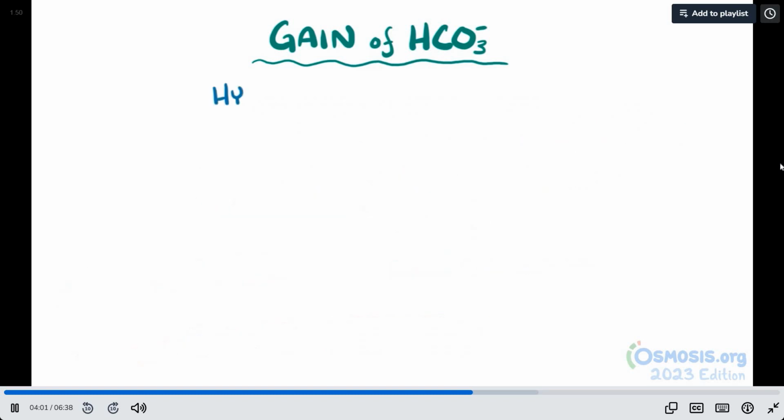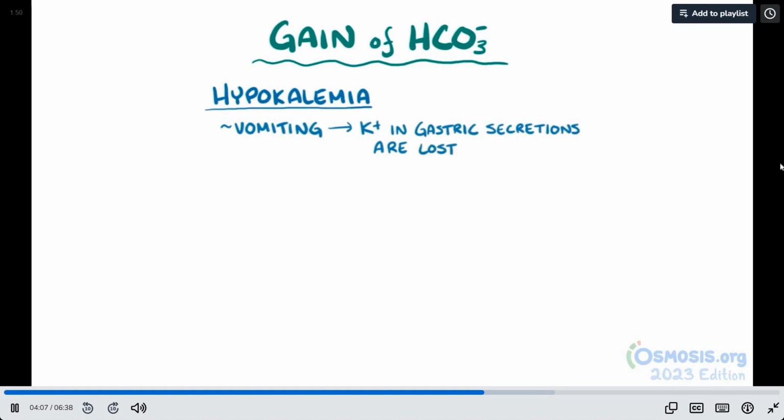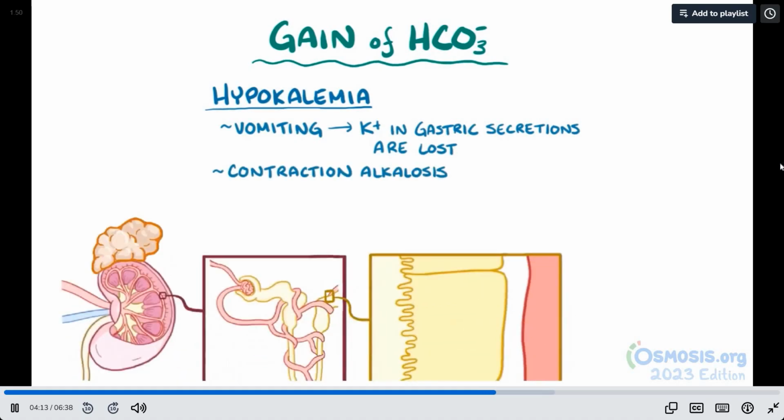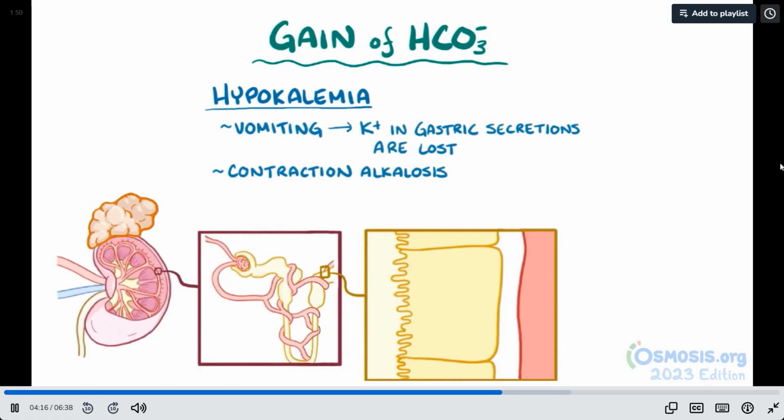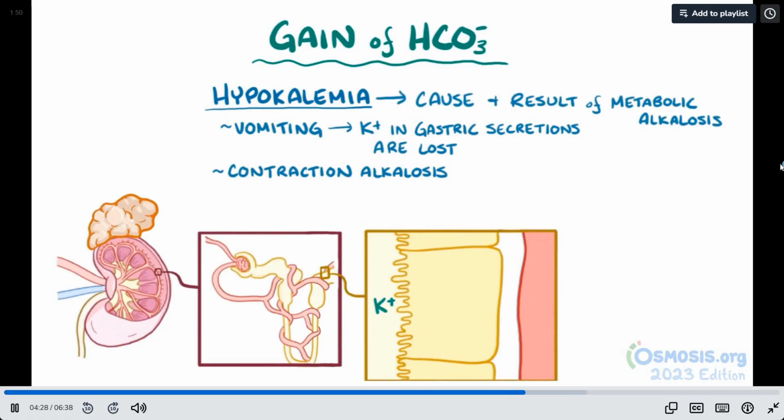But in addition, there's often a hypokalemia. In vomiting, for example, potassium ions in the gastric secretions are lost. In other situations, there's an increase in aldosterone, like during a contraction alkalosis or when there's an adrenal tumor. The aldosterone can affect principal cells which line the distal convoluted tubule and collecting ducts, making them excrete potassium into the urine. So essentially, hypokalemia can be both a cause and a result of metabolic alkalosis.